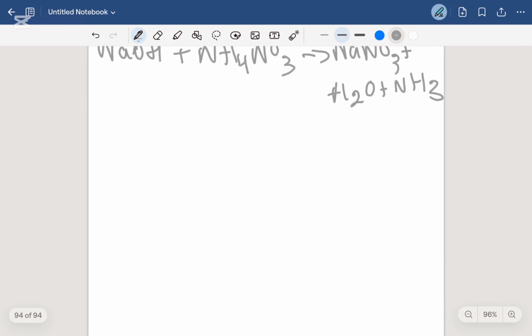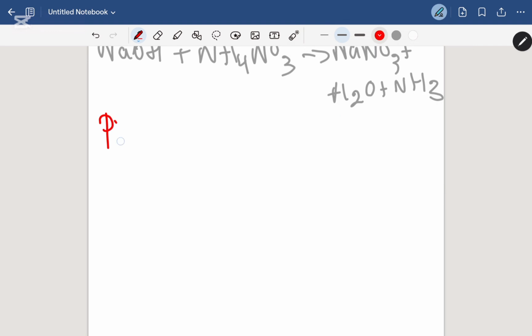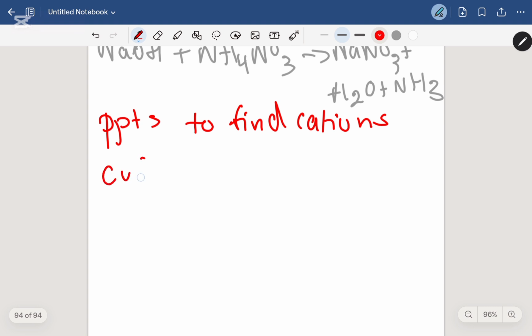One more thing before we move on to the next topic: we are just going to know some precipitates that are used to find cations. Precipitates to find cations. I don't know why they told us about it, but it's just nice to know. We have Cu(OH)2. How do we use it to find cations? Because it gives us a flame. We use the flame test, and also it gives us a precipitate.